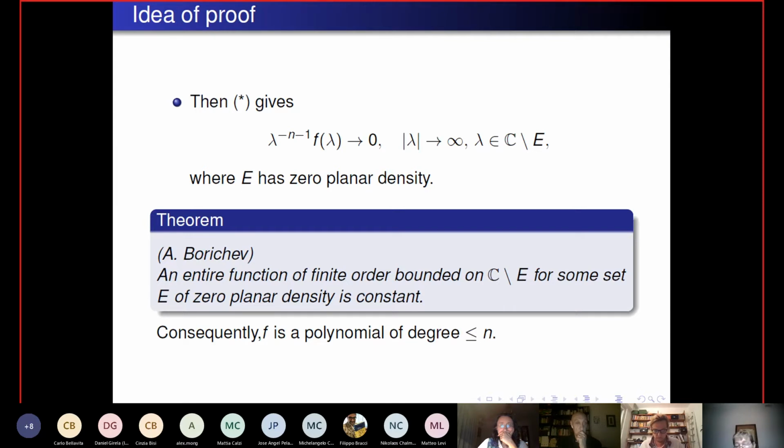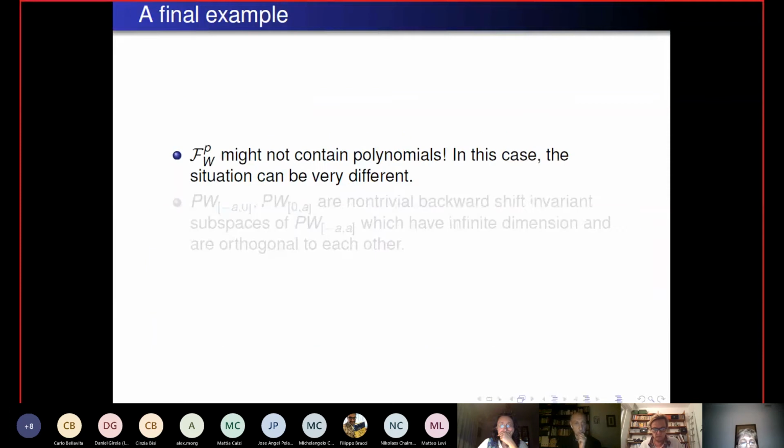Bound in a complex plane. This theorem is very beautiful. The proof is based on harmonic measure estimates. It's a highly non-trivial theorem, but a very powerful result. This is the way you prove that there are no other backward shift invariant subspaces than polynomials of degree n. Okay, let me just note that there are spaces which do not contain polynomials at all.